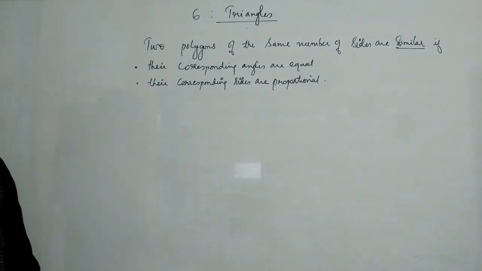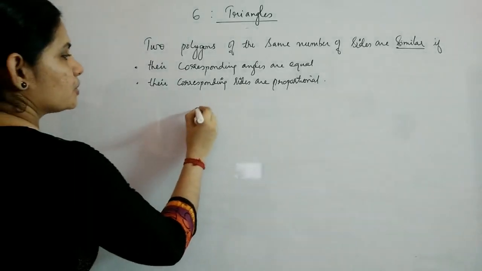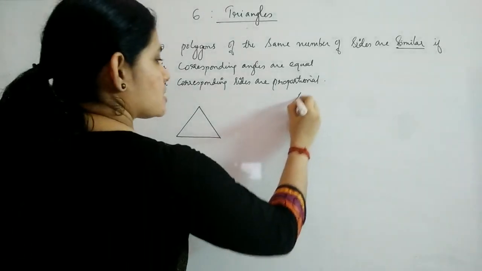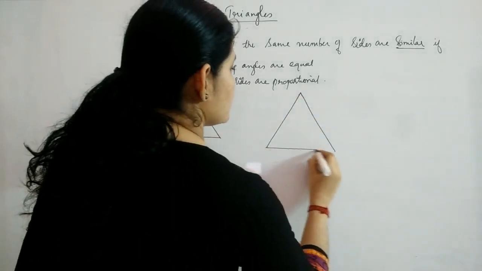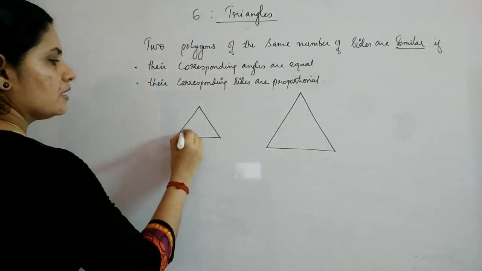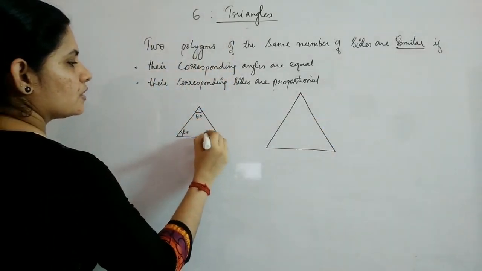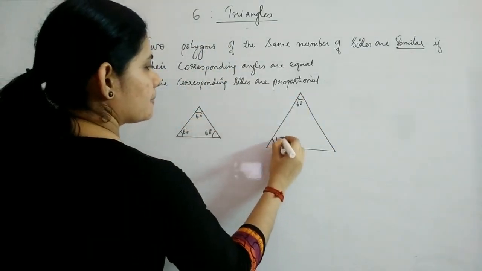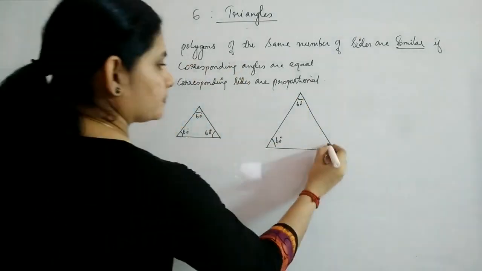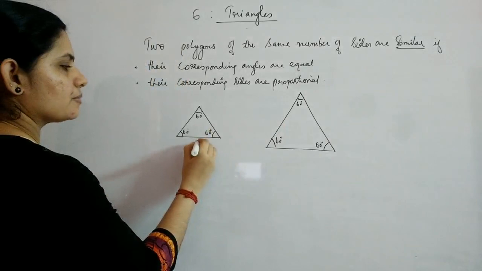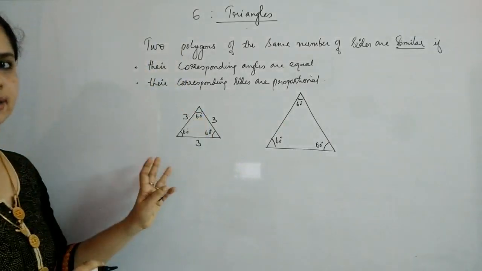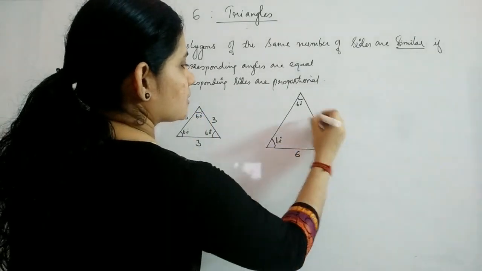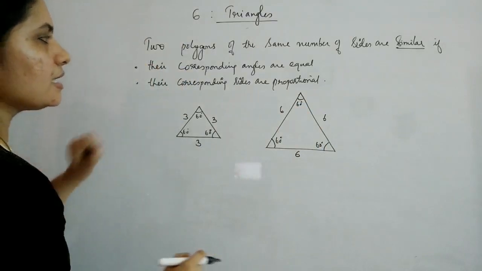Two polygons of the same number of sides are similar if their corresponding angles are equal and their corresponding sides are proportional. That means if I am taking, suppose two triangles, both as equilateral triangles, we know that for equilateral triangles angles will be 60 each, right? So all the three angles are 60 degrees in both the figures. That means angles are equal. But I am taking the measurement as, suppose 3, 3, 3, for each side it is 3 because it is an equilateral triangle. I am taking this to be, suppose, 6 each. So I can say that these are corresponding sides.